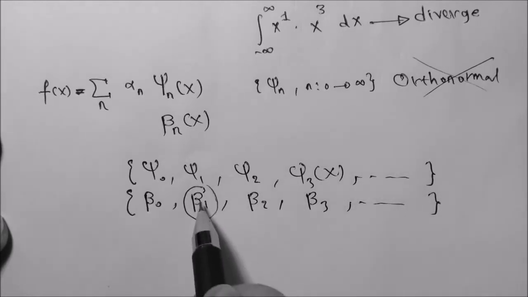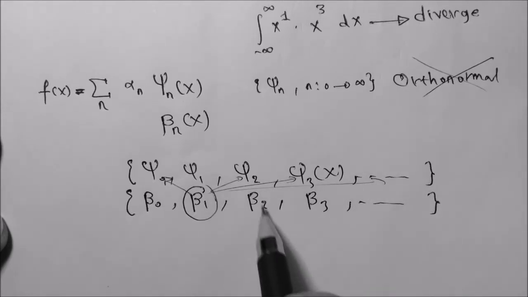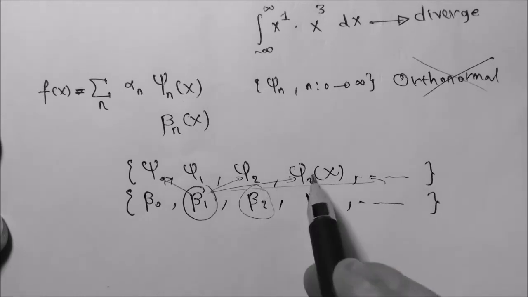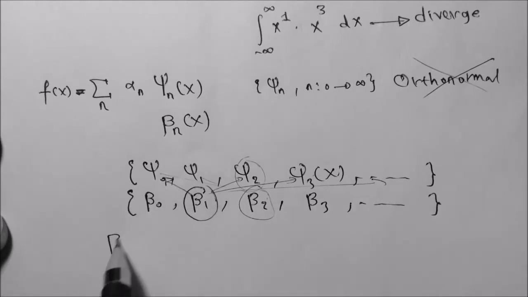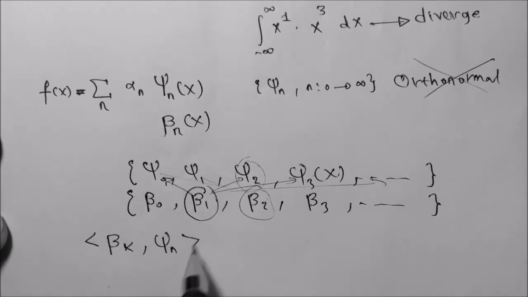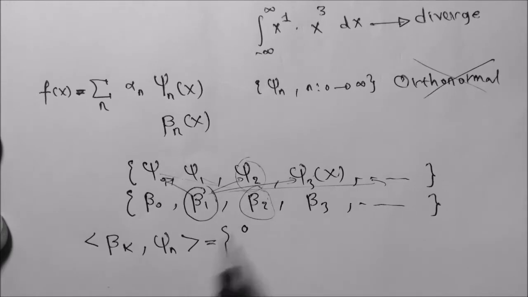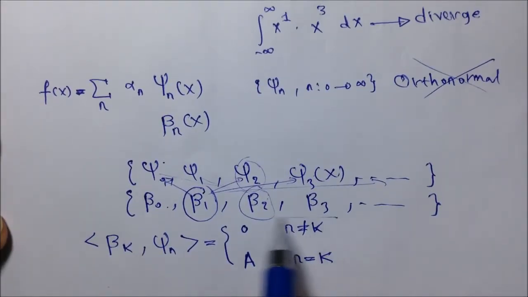Then beta 1 is orthogonal to psi naught, psi 2, psi 3, and so on. Beta 2 is orthogonal to psi 3, psi 1, psi naught, but not psi 2. So beta k, the correlation between beta k and psi n is equal to 0, that is, beta is orthogonal to psi if n is not equal to k, and some value, let's say capital A, we have to normalize it later, if n equal to k. So these two sets are bi-orthogonal if they satisfy this.